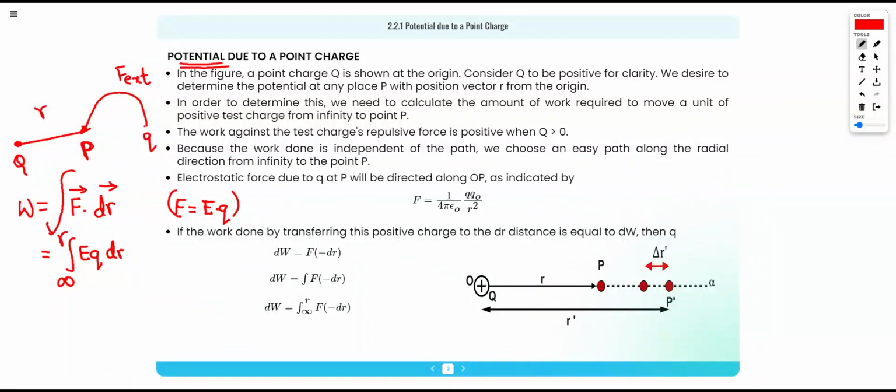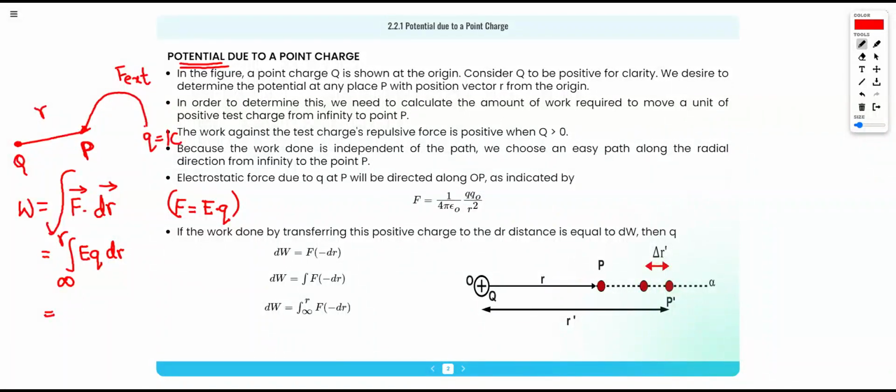Now, as this is a unit charge, in place of q, I can write 1. You can write 1 and solve further, but still it is 1 coulomb only. You can write 1 coulomb and eliminate this, but further I am not eliminating it. If you want, you can do it.